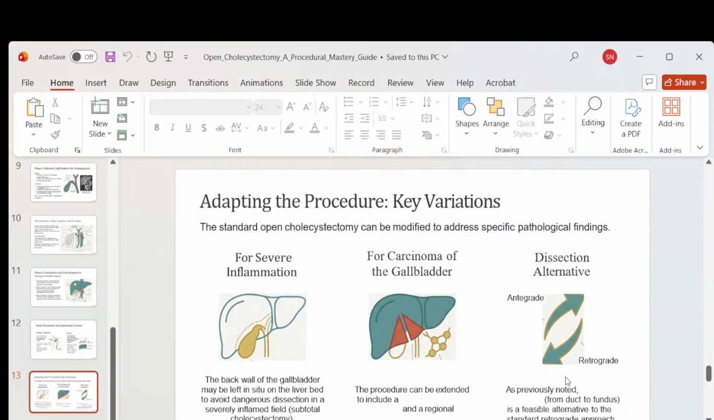So, the dissection alternatives. Initially we saw the alternative dissections, antegrade resection and retrograde resection. As previously noted, dissection from the duct to the fundus is a feasible alternative to the standard retrograde approach.